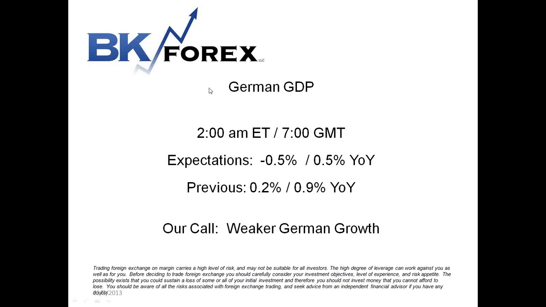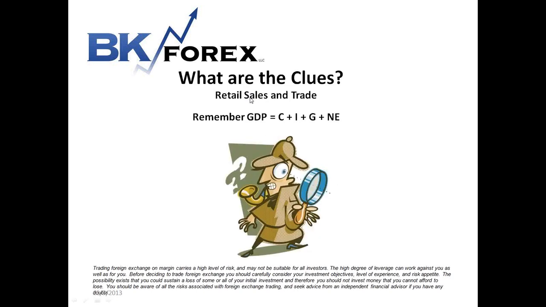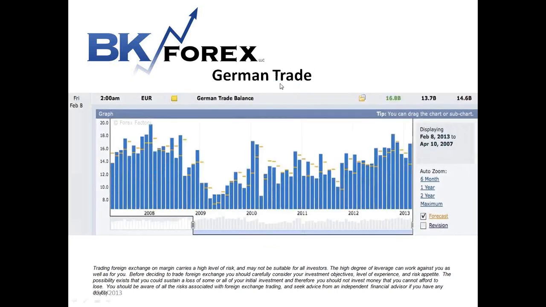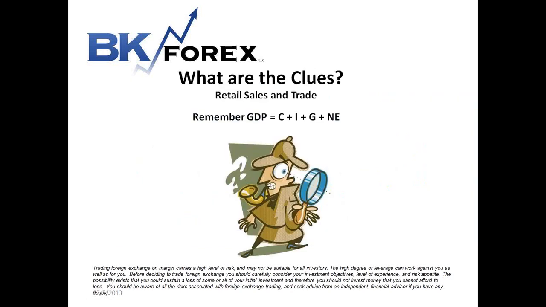So let's take a look at why we think the GDP number is going to be weaker. We know that the GDP is made up of consumer, investment, government, and net exports, right? The consumer is really a function of retail sales. How much the consumers spend is going to be reflected in retail sales. And trade is a big component of net exports, right? So one of the things we know when we're looking at the German GDP is that retail sales were very, very weak, and the German trade balance was weaker than expected, right? Both components that go into the computation of the GDP.